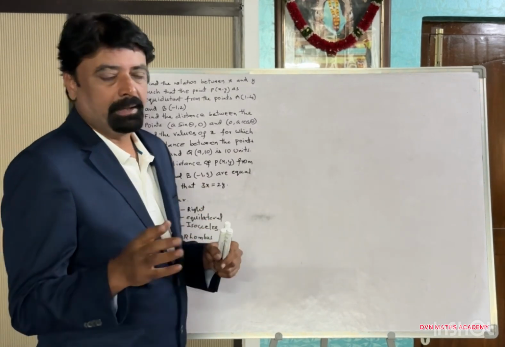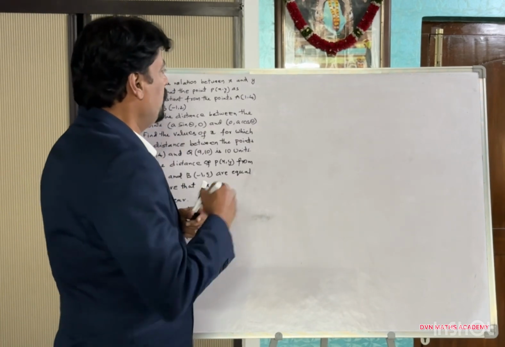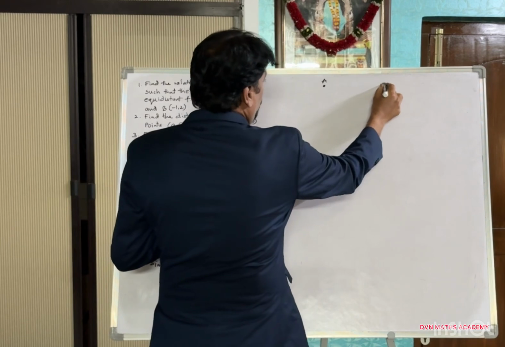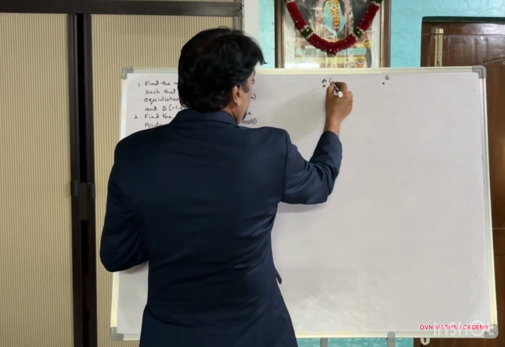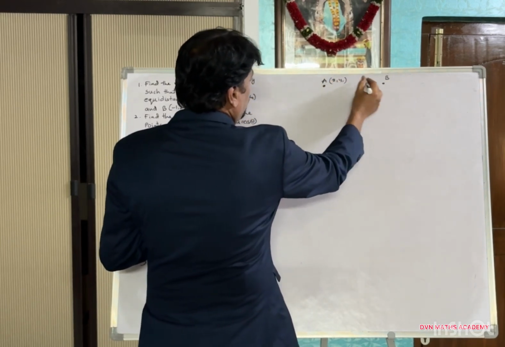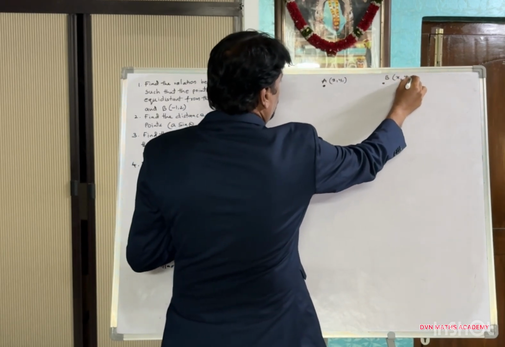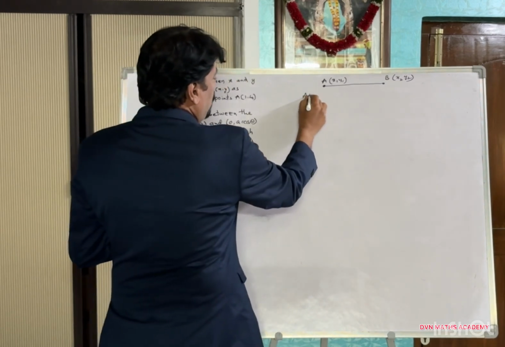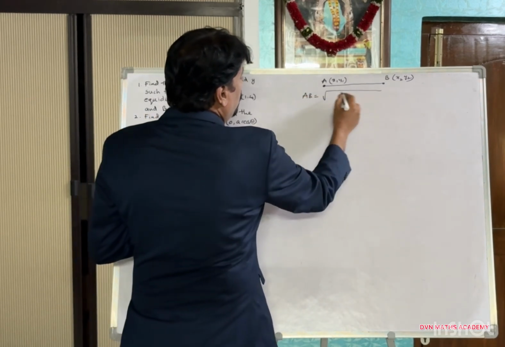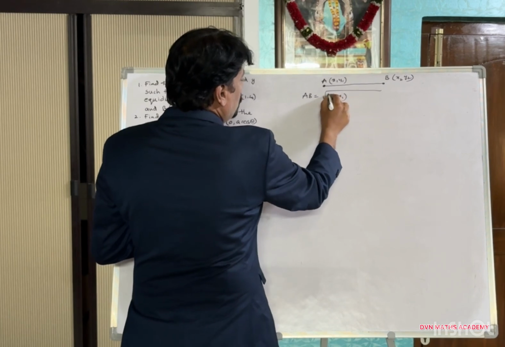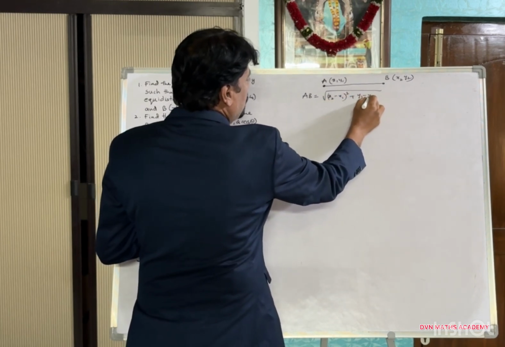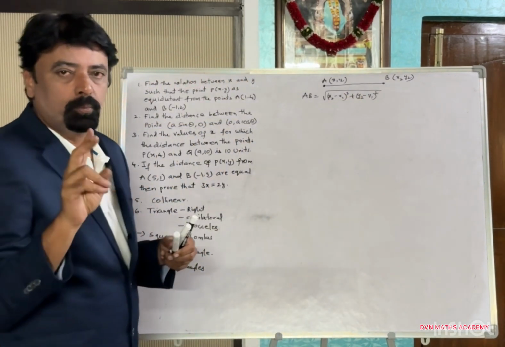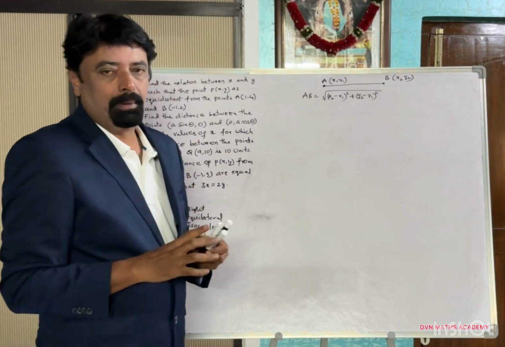What are the formulas you will get from the distance formula? For example, in coordinate geometry, A is a point and B is another point. The coordinates of A are x1, y1, and the coordinates of B are x2, y2. Then the distance between A and B, or the length of AB, the formula is under root of (x2 minus x1) whole square plus (y2 minus y1) whole square. This is the formula to find the distance between any two points on the Cartesian plane.